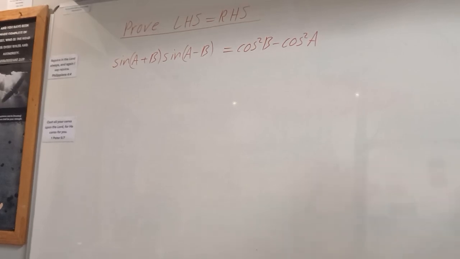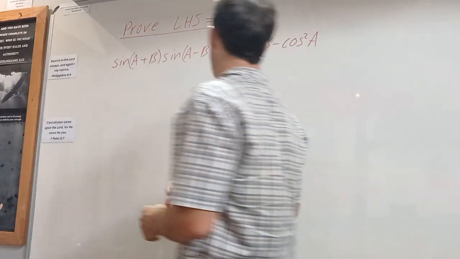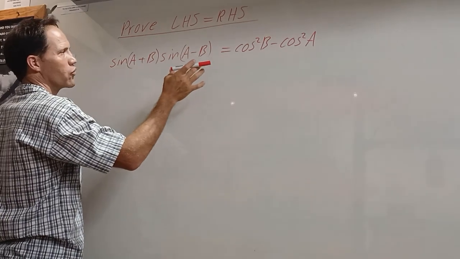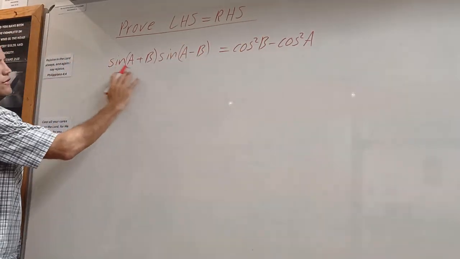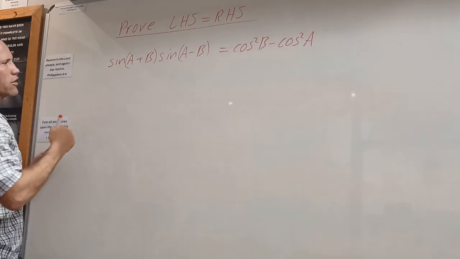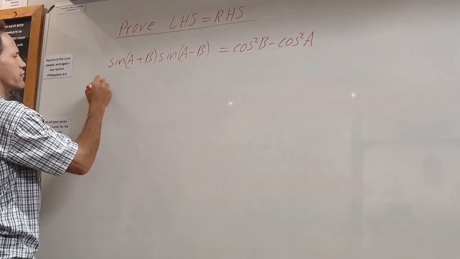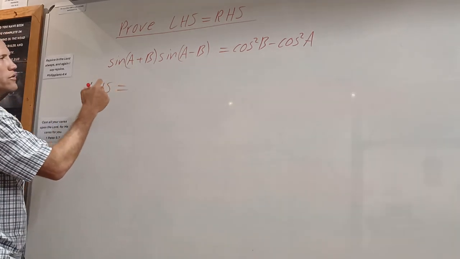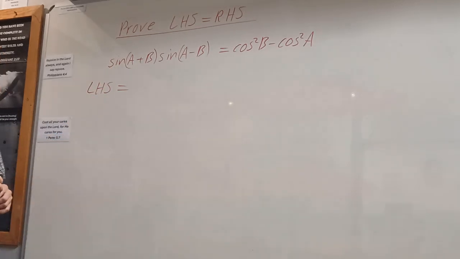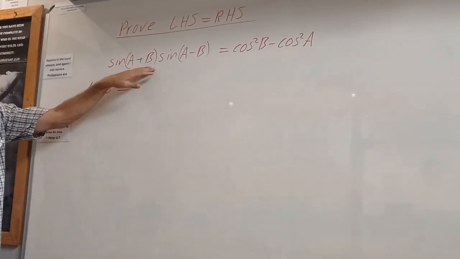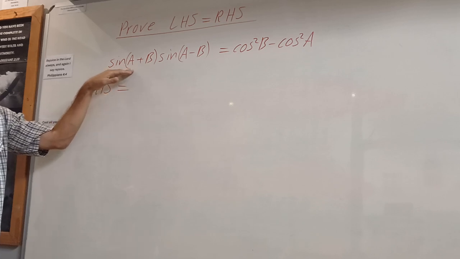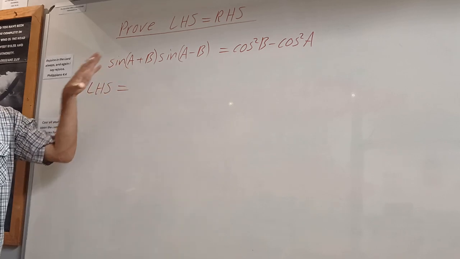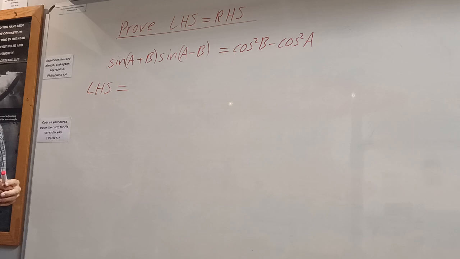Okay, so I think with this one, obviously, we have to prove that this side is equal to this side. I think it's going to be better to start with the left-hand side. So say left-hand side equals, and now it looks to me like the best thing to do is just to expand it. Use the compound angle identities. It's going to get long, but that happens sometimes with these ones.